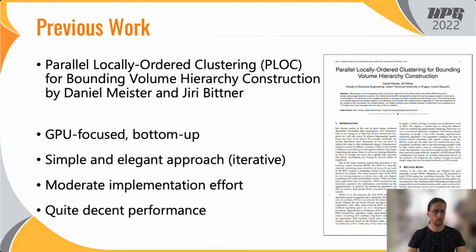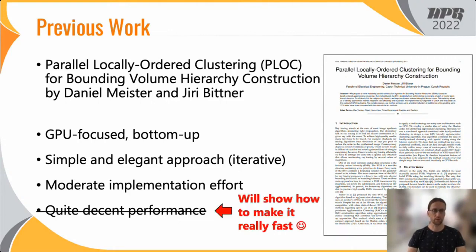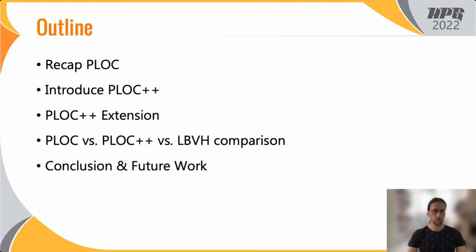The original implementation already demonstrated quite decent BVH build performance, but in this talk, we're going to show how to make it really fast. So here's a quick outline of my talk. First, I'll do a quick recap on the original PLOC algorithm. Next, I'll introduce our new BLOC++ version, followed by a simple extension. Then I'll compare the original PLOC against BLOC++ and an optimized LBVH builder in terms of BVH build performance and quality. And finally, I'll conclude and present some interesting ideas for future work.